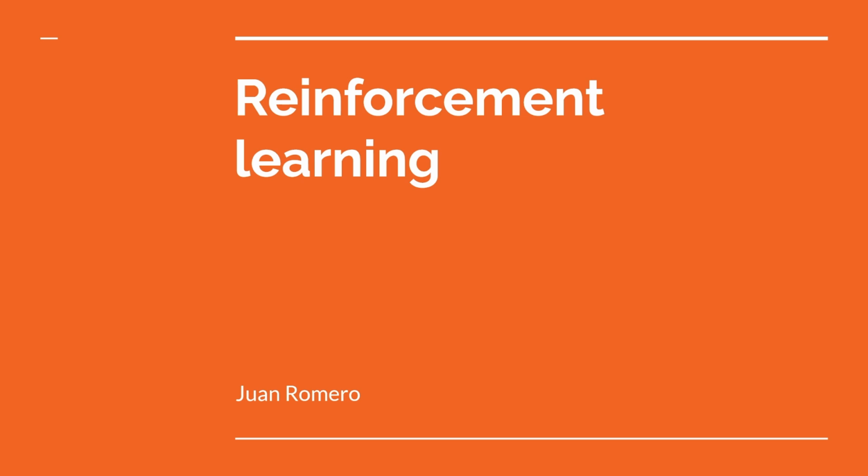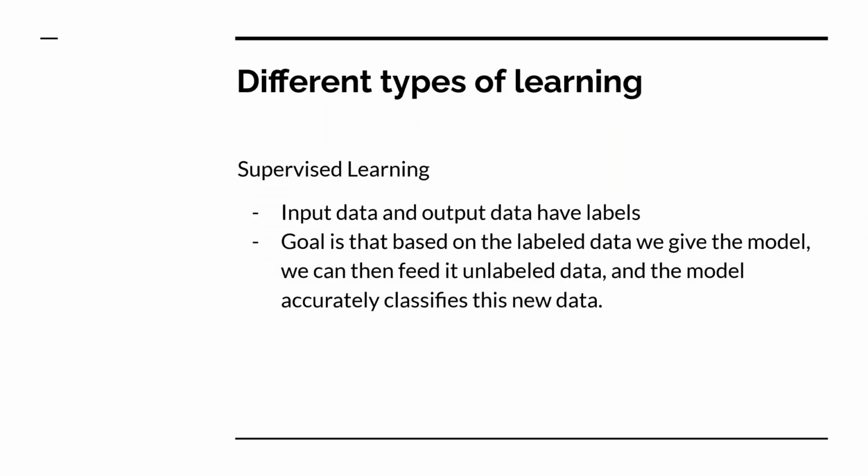So first, I'm going to be talking about different types of learning models. The first one I'm going to talk about is supervised learning. Just a quick overview. Essentially, this one has input data and output data that have labels. The goal is that based on the labeled data we give the model, we can then feed it unlabeled data, and the model accurately classifies this new data.